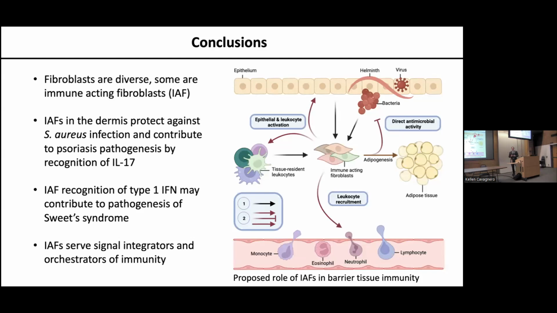While my work is really focused on demonstrating the significance of fibroblast recognition of IL-17 in the skin, we propose that fibroblasts are key integrators of many different signals, both host and microbial derived, and that in turn these cells orchestrate many aspects of immunity, not just neutrophil recruitment. Further, we propose that there are different types of immune-acting fibroblasts doing these functions, and that these cells exist in other tissues like the gut and the lung.